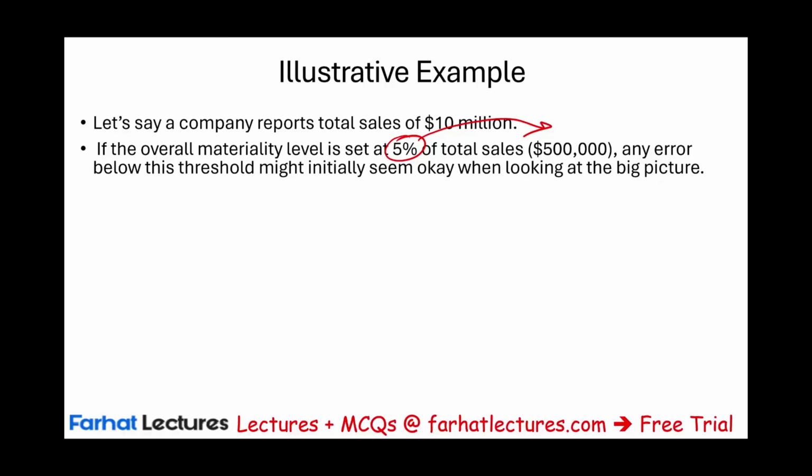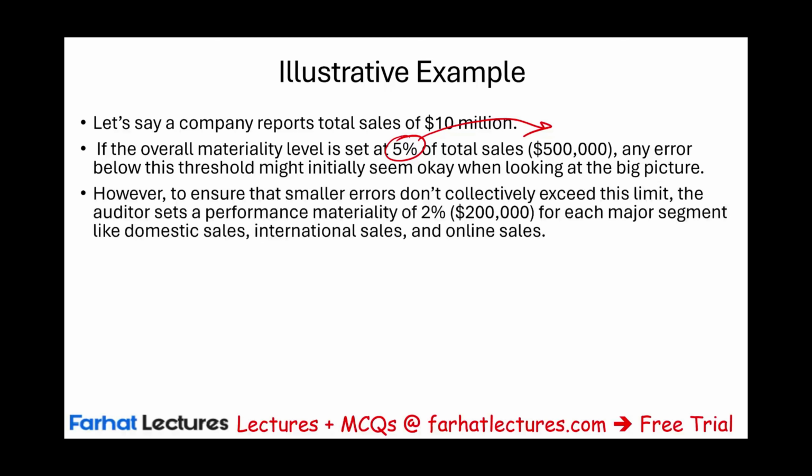Well, now what we're going to do, we're not going to audit sales as a whole. We're going to take sales and break it down into 3 components. We're going to look at sales from domestic market, international market, and online sales. And for each of these segments, we're going to allocate performance materiality of 2%.